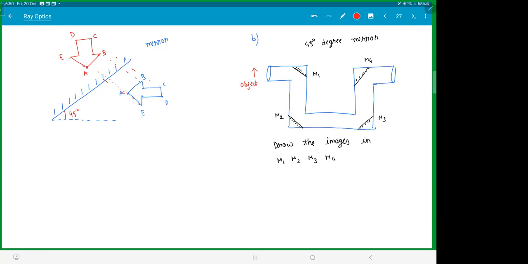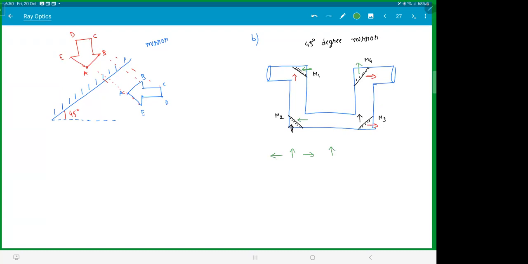See, for this guy, if this was the object, the head is closer, the tail is farther, this will be the image. Now, the image of M1 will be the object for this guy. The head is closer, so it will be like this. Now it is like this, so the tail is closer, so it will be like this. So the tail is closer, it will be like this. So the images would be this, this, this, and this.